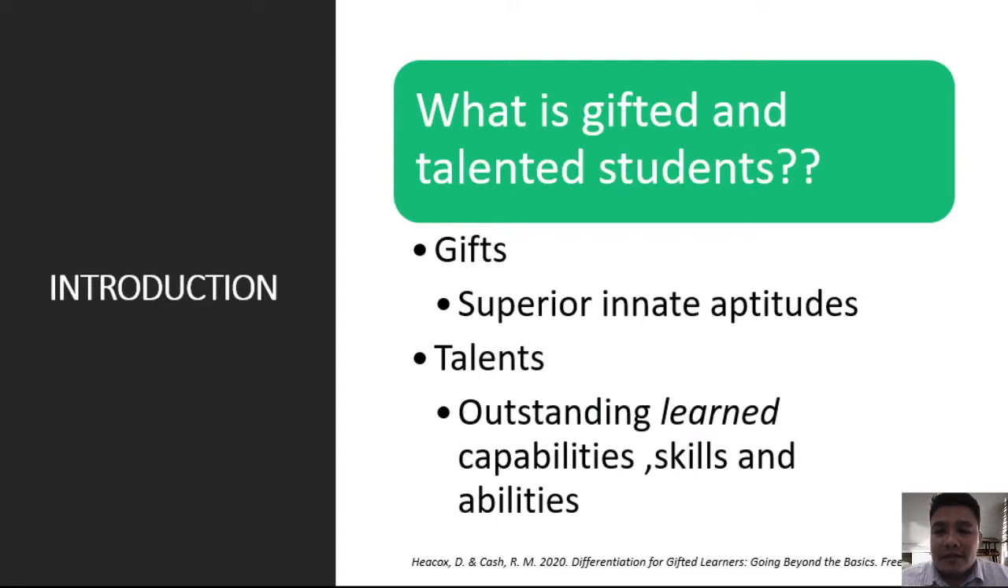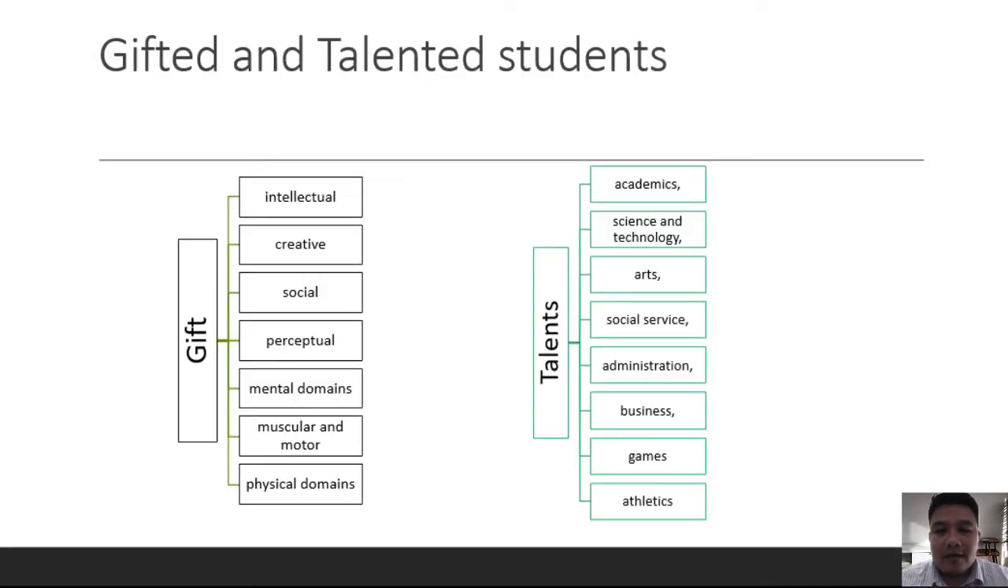The second one is, what is talent? Talent is outstanding learned capability, skill and ability in some area of skill. So we can see here, all of these are examples of talent. They are good in academics, science and technology, art, social service, administration, business, game and athletics. Some of them can be athletes if they are very good in some area of sport.